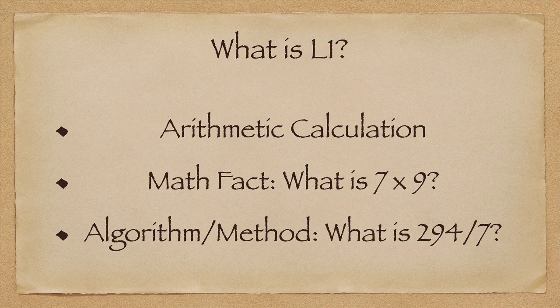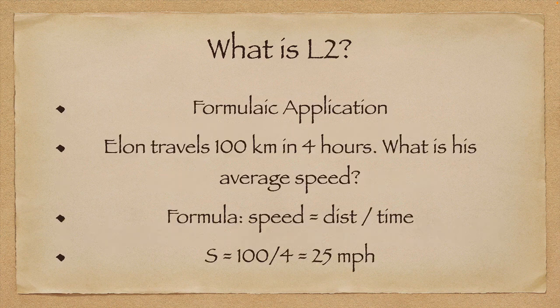So an example of arithmetic calculation would be a math fact. What's 7 times 9? Either you know it or you don't. And if you don't, then probably you just have to follow a method of maybe counting with your fingers or writing it down on a paper and eventually get the answer. Sometimes you have to do arithmetic calculations which are really tough, which you would not be able to remember, like what's 294 divided by 7, and you will have to apply a particular method, long division in this case, to be able to solve your problem. So I hope you get an idea of what L1 problems are.